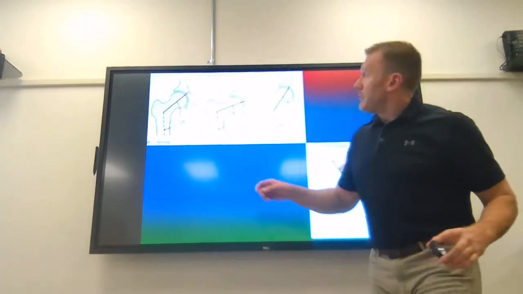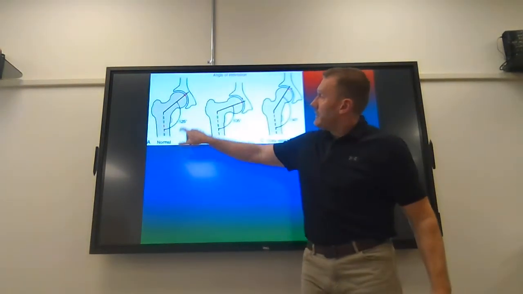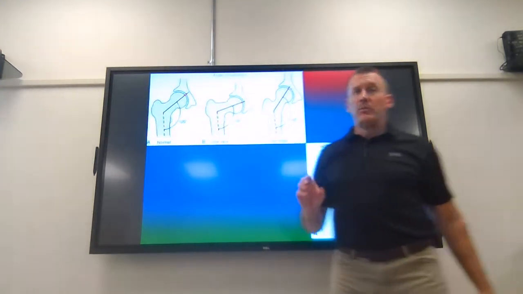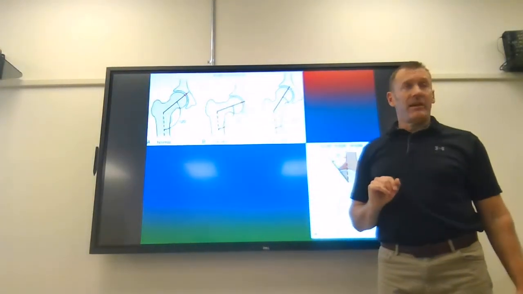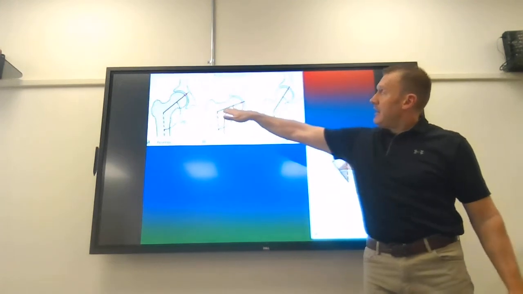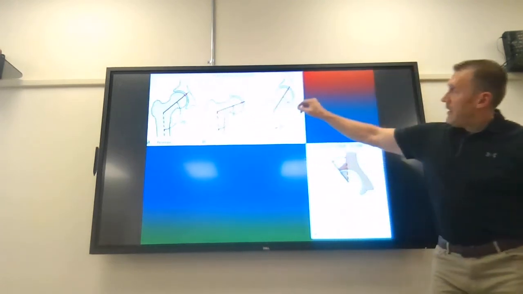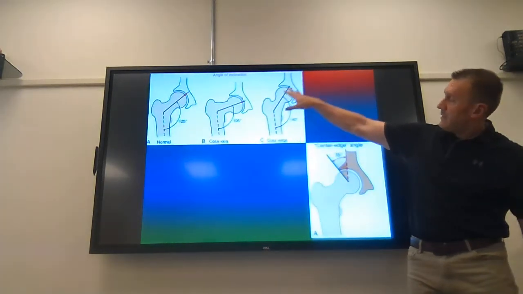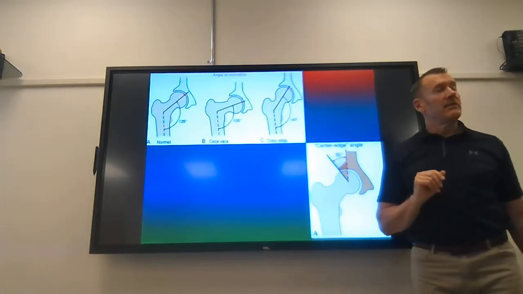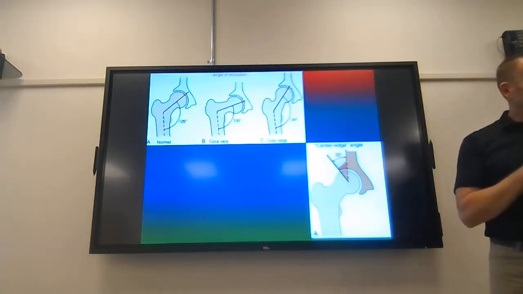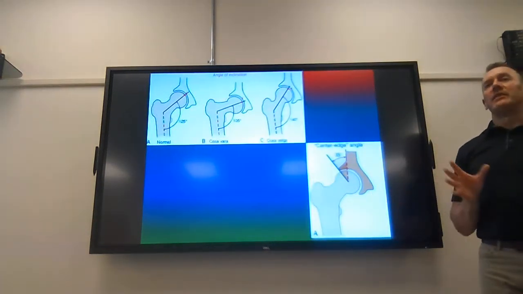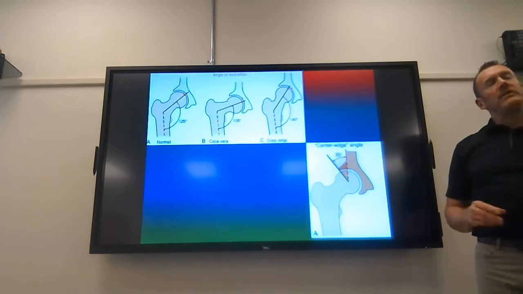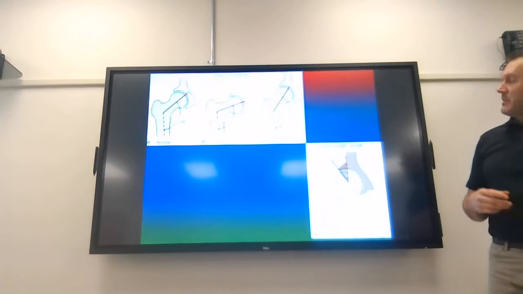So this would be normal, this 125 degrees. If it's a little more flat, we call that coxa vara. And if it's greater than 125 degrees, we call this coxa valgus, like this. Furthermore, you can really get into all this, and I'm not going to test you on this. I really want you to have all the information available to you.